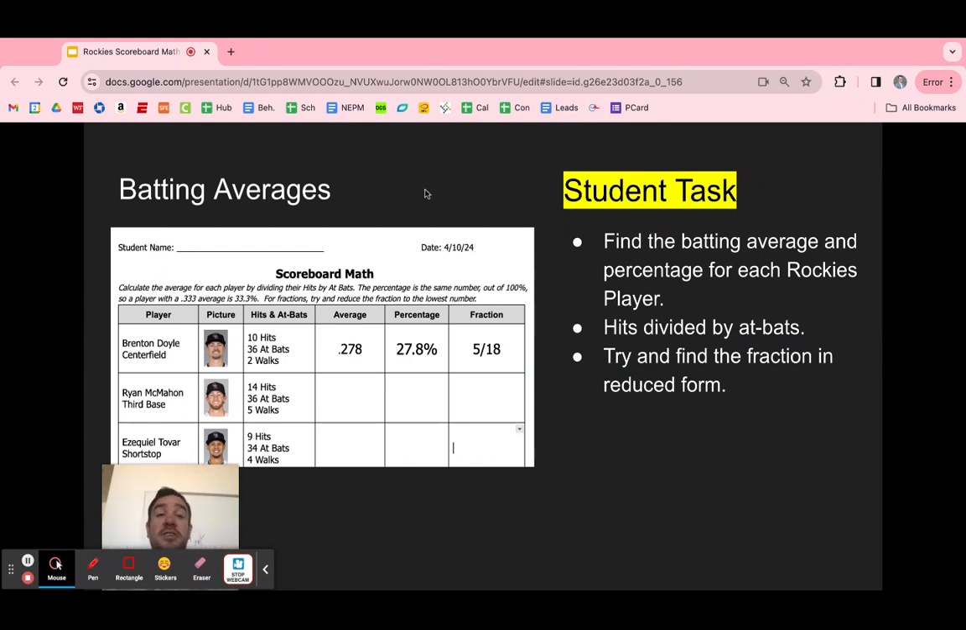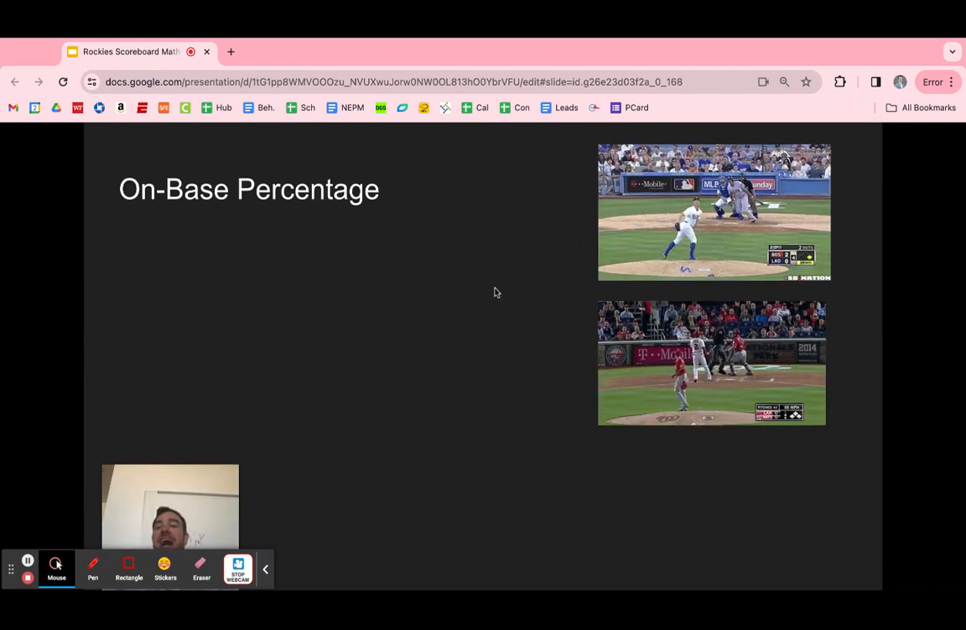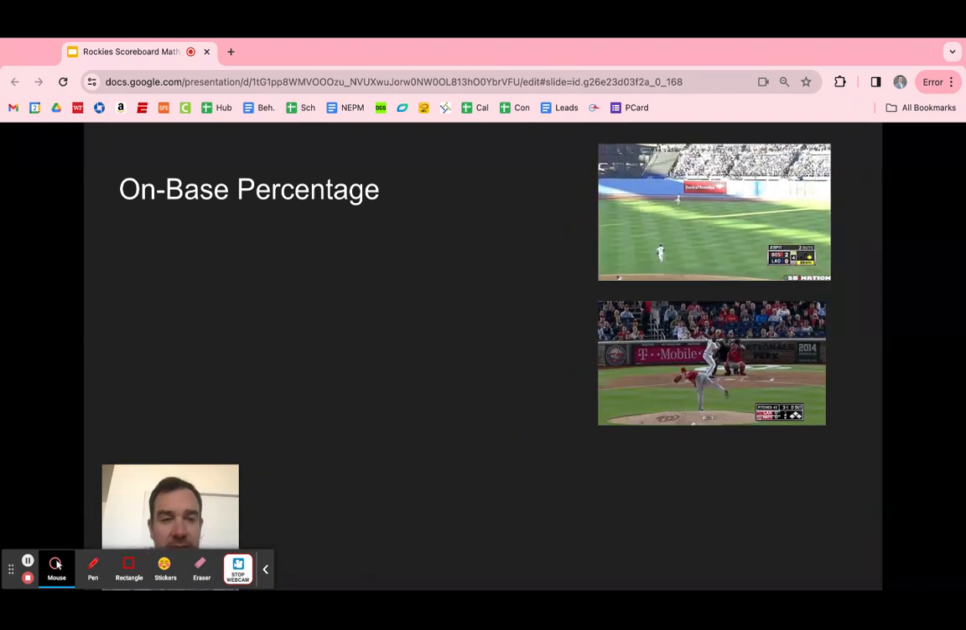All right, so students, you got a chance to finish that scoreboard math sheet. We have some other questions on the back of this sheet. They're going to get onto some more complex statistics for baseball. The first one that we want to talk about is on-base percentage.